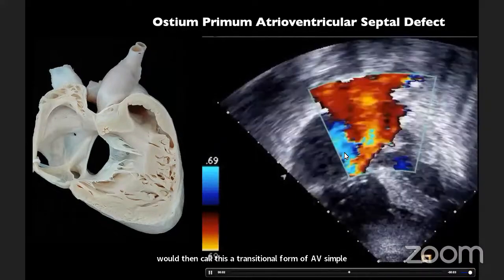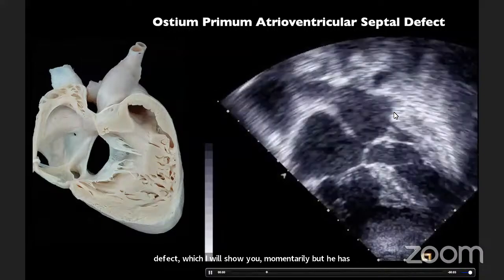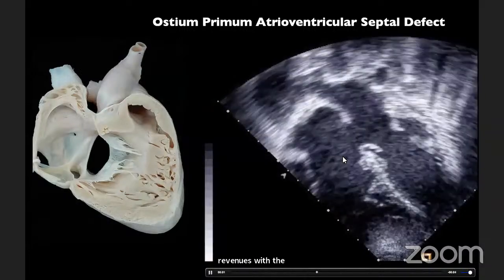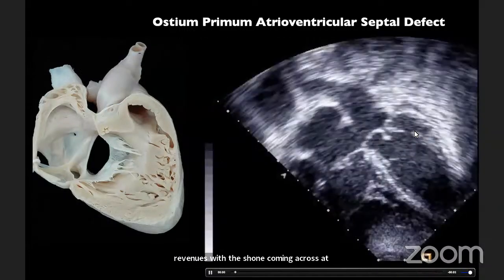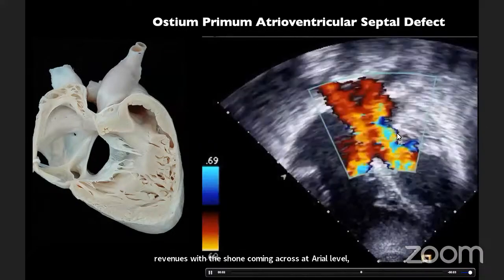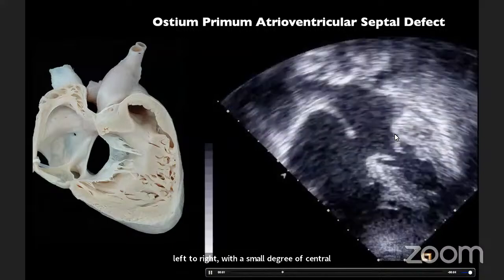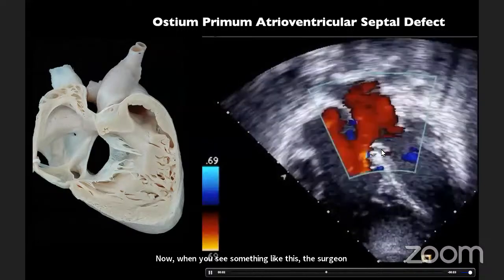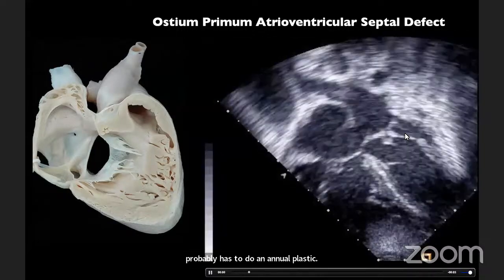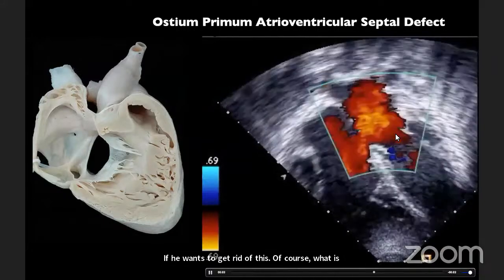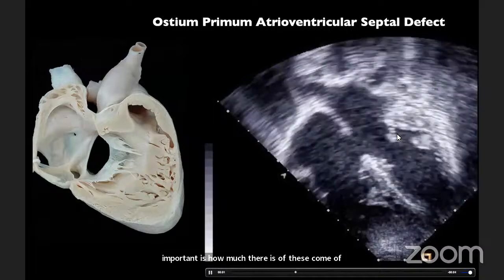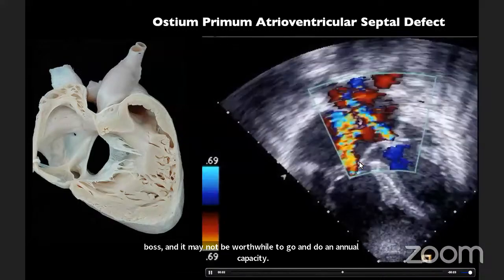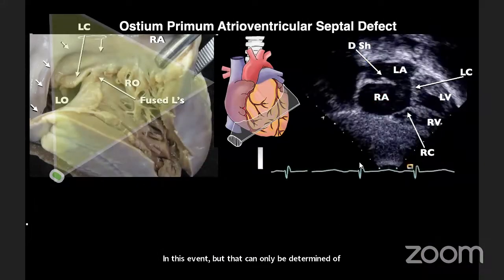But here is the subcostal equivalent, showing this very beautifully and showing the large pulmonary veins with the shunt coming across at atrial level, left to right, with a small degree of central AV septal defect regurgitation. Now, when you see something like this, the surgeon probably has to do an annuloplasty if he wants to get rid of this. Of course, what is important is how much there is after he's come off bypass, and it may not be worthwhile to do an annuloplasty in this event, but that can only be determined with transesophageal echo after surgery.